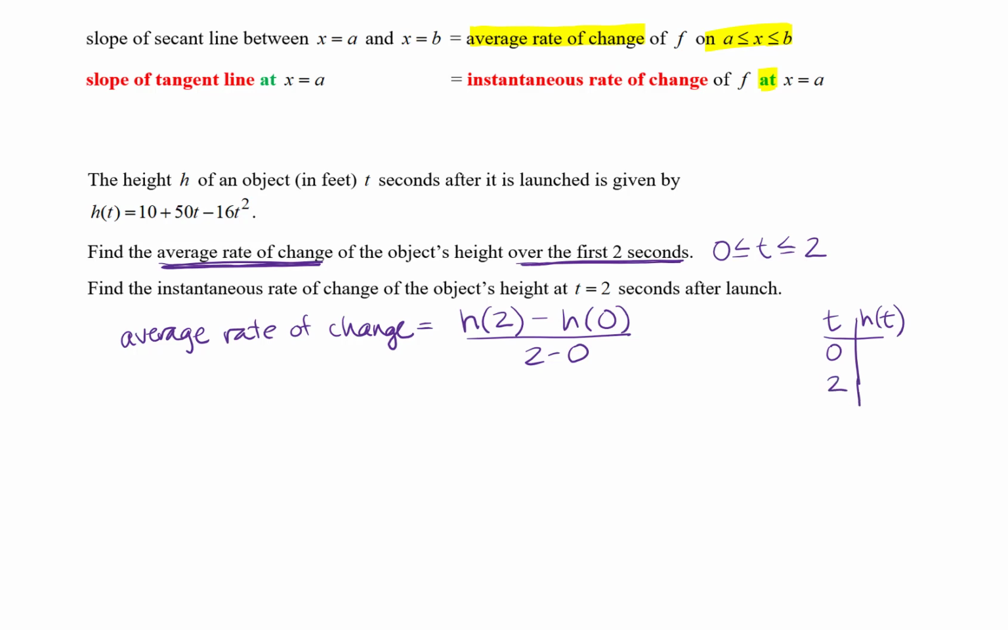Okay, when I plug 0 into my original height function over here, those last two terms will go away, so I just end up with 10. When I plug in 2, let's see, I'll have 10 plus 50 times 2 minus 16 times 2 squared. So that'll be 10 plus 100 minus 64. So I think we'll get 46. So that's the output when t equals 2.